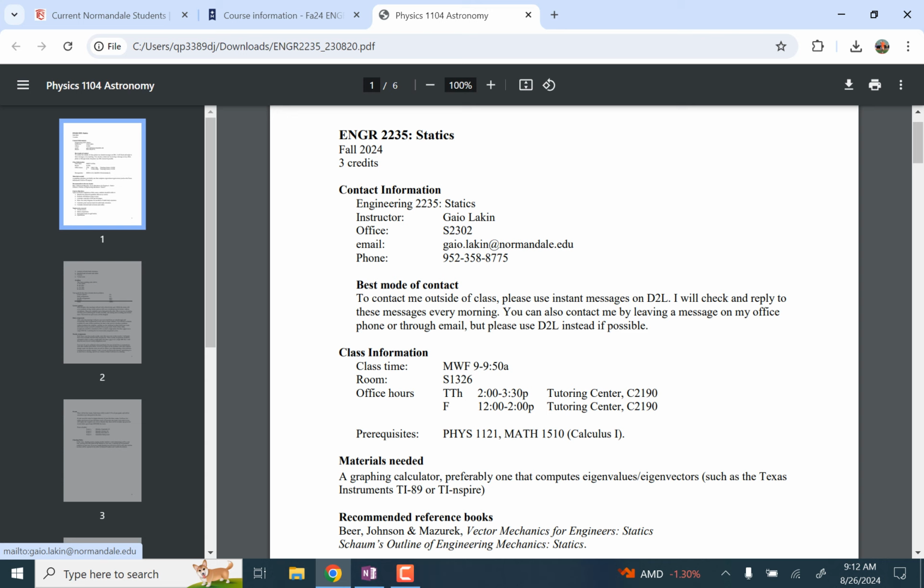It's in the center of the 2nd floor, the big room with the glass walls. That's the tutoring center. And I'm going to do all my office hours in that room. And so that means I'll be sitting at a big table, and there'll be other students there, hopefully often.